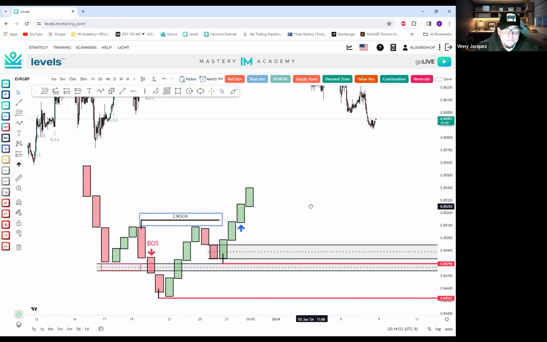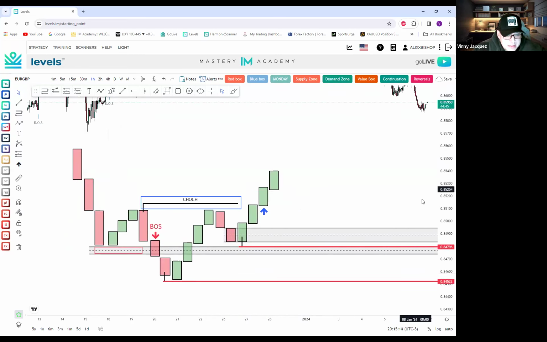Awesome. Now, when taking any of these setups, whether you're looking for sells, buys, or reversals, it doesn't matter what setup you're looking at. You don't ever have to be the first one in. So let's just use this buy setup as an example.